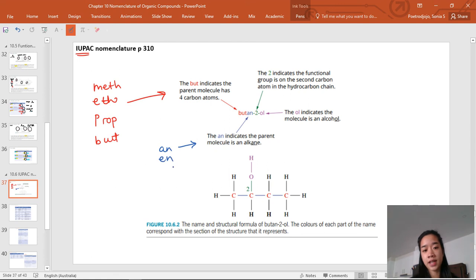You can have alkenes and alkynes. So single bond, double bond, triple bond. The 2 indicates the functional group is on the second carbon. So here's the 2, and you can see that the functional group is here. Let me do that in green.